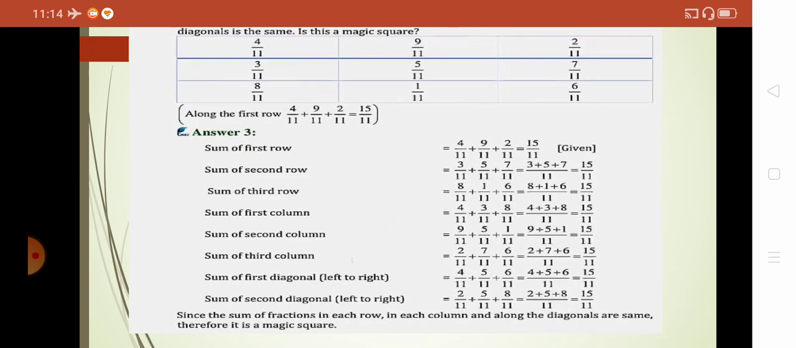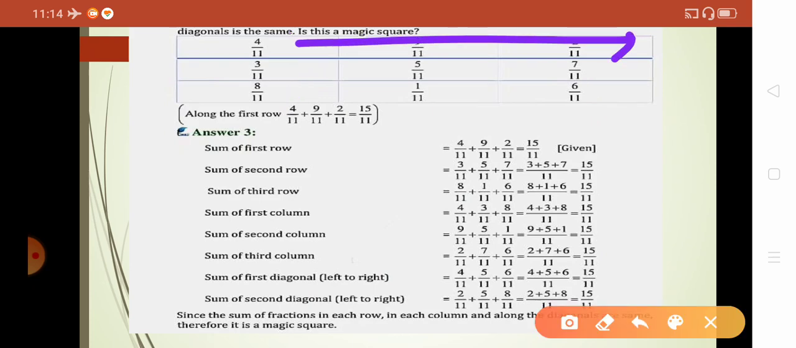Now we will find out for rows. So the first row: 4 by 11, 9 by 11 and 2 by 11. So 4 plus 9, 13. 13 plus 2, 15 by 11. Then 3 plus 5 plus 7, again 15 by 11. 8 plus 1 plus 6, again 15 by 11. So each row and each column has the same value.